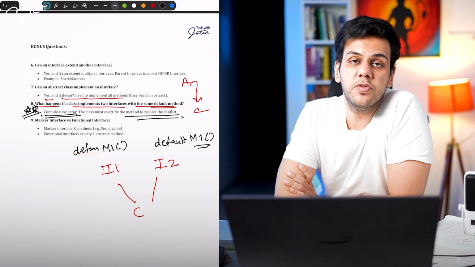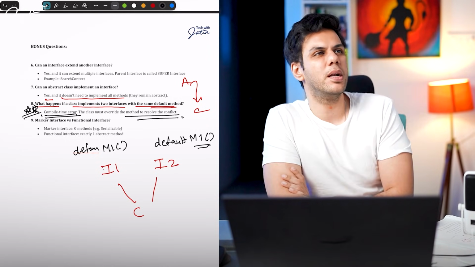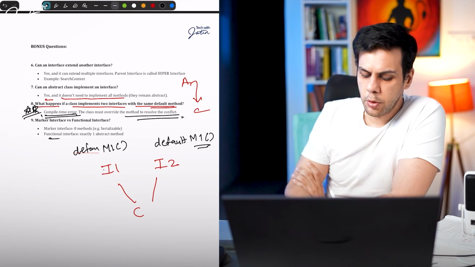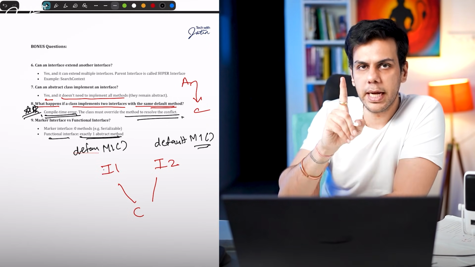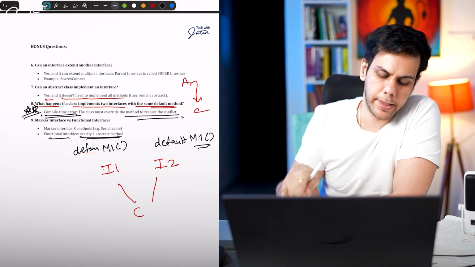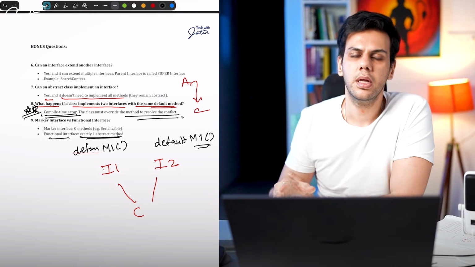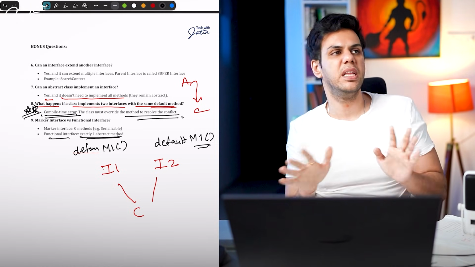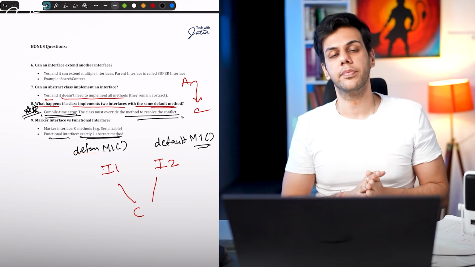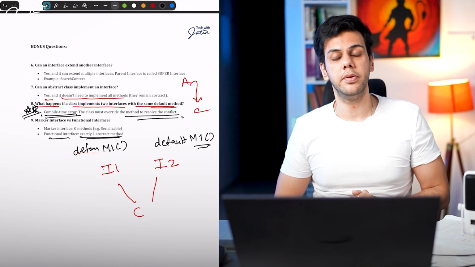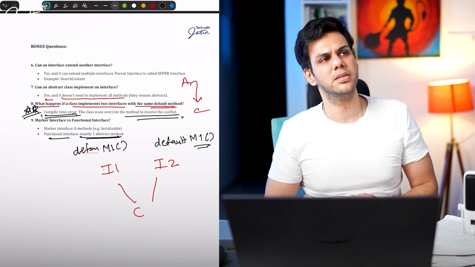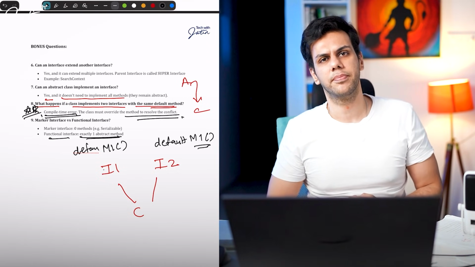Marker interface versus functional interface. What is the difference between a marker interface and a functional interface? A functional interface, we know, is going to have exactly one abstract method. You can have default methods also, but only one abstract method is going to be there. What is a marker interface? An interface which does not have anything inside it. Okay? No methods. You call it a marker interface.